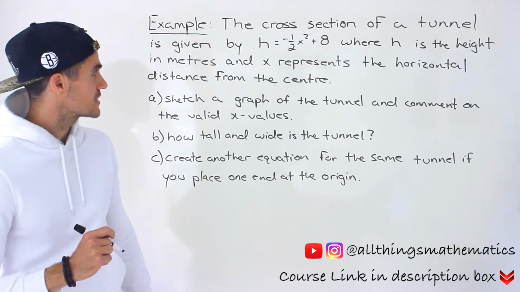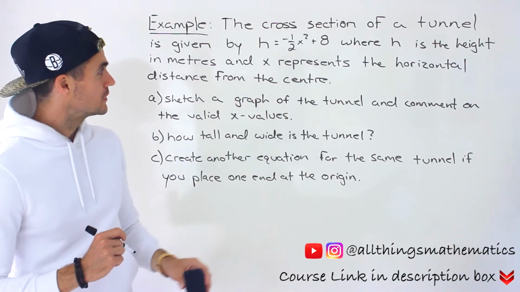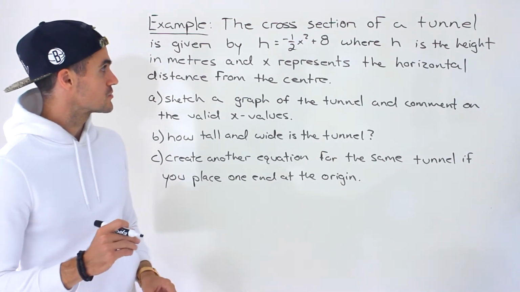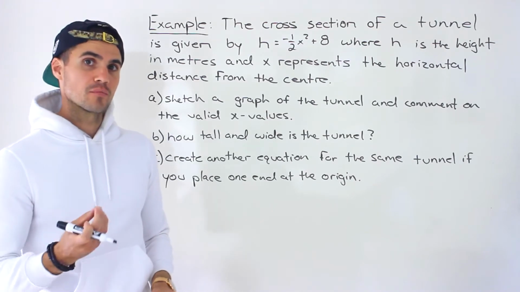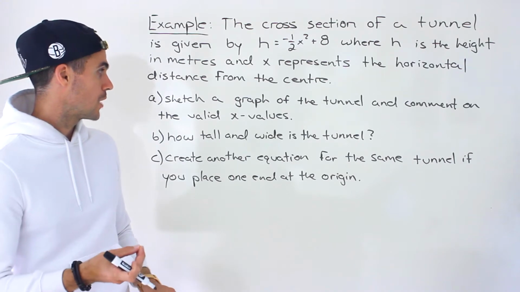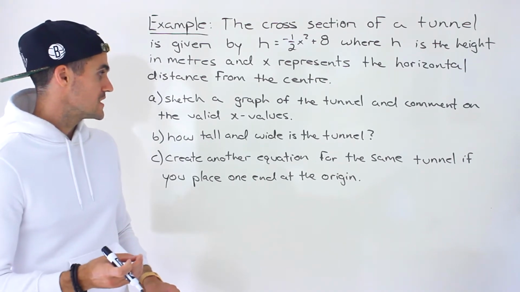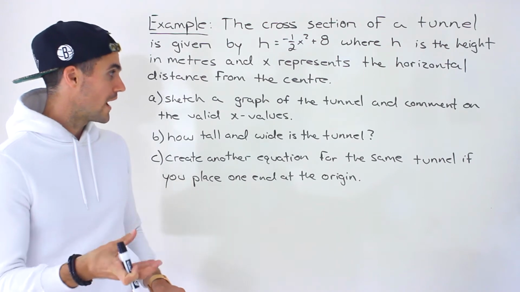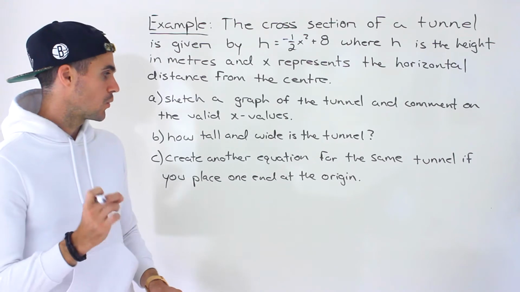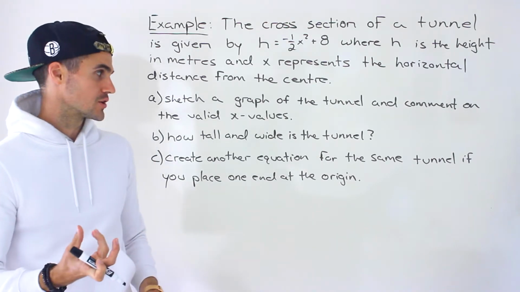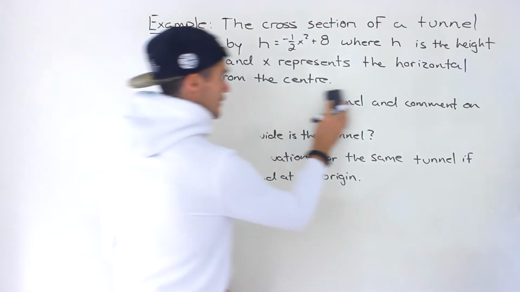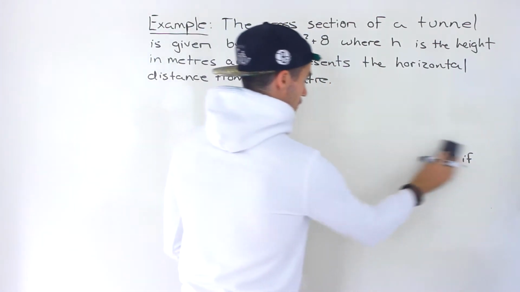So we're told the cross section of a tunnel is given by this formula, h equals negative 1/2 x squared plus 8, where h is the height in meters and x represents the horizontal distance from the center of the tunnel. And so in part A, we have to sketch the graph and then comment on the valid x values. Part B, we have to state how tall and wide the tunnel is. And then in part C, we have to create another equation for the same tunnel if you place one end at the origin. So let's first start off with the graph of this tunnel.